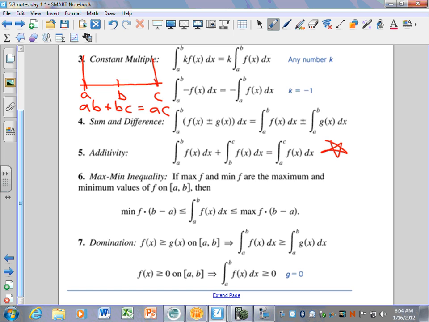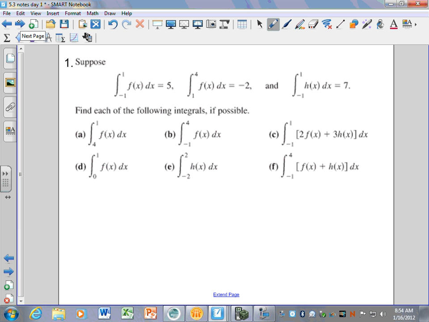Okay, let's do some. This is what your homework is, a lot of it. It says, given some things, find the value of all these using these properties. So, can you read these? It says the integral from -1 to 1 of f of x equals 5. So they're giving us the answer on that one. The integral from 1 to 4 of that same function f of x is equal to -2. And then the integral from -1 to 1 of h of x, so we've changed functions, is equal to 7. So using these values and using the formulas that I gave you, we want to see if we can find the answers to these.